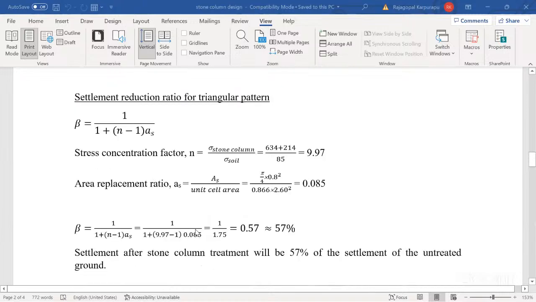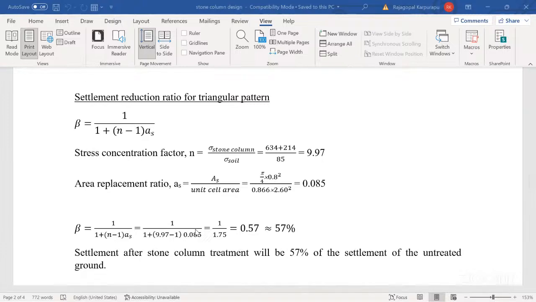Here actually the importance of the stone column is emphasized by this settlement reduction factor, because without stone column, for untreated ground, the settlement is S, but after the stone column it becomes 0.57 of S. So for example, if the settlement of the untreated ground is 100 millimeters, the settlement of the treated ground will be 57 millimeters. Okay. Thank you, sir.